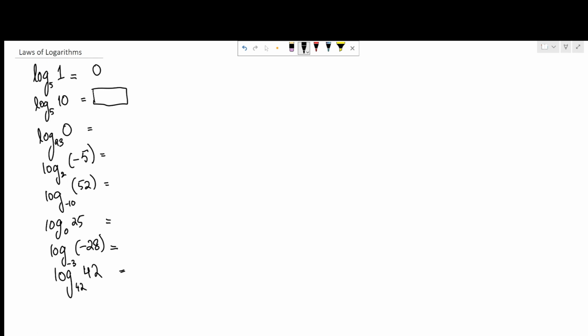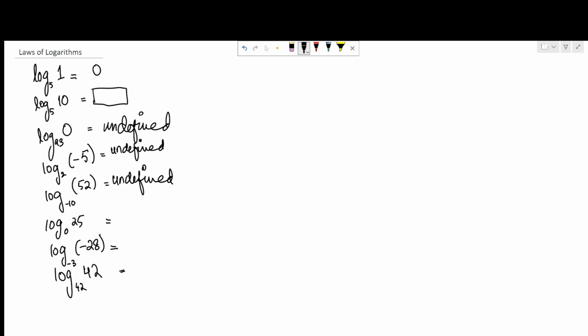Log 0 to the base 23 is indeterminate, or you can say that it's undefined. Your calculator may give you a math error. For log negative 5 to the base 2, when you input it in your calculator, you will get a math error. That means it's undefined. It's because of the definition that we did. This, you will see, is again undefined.